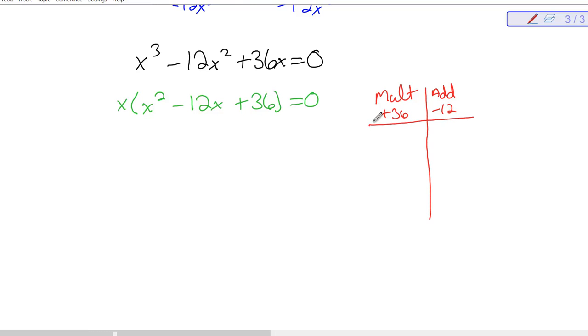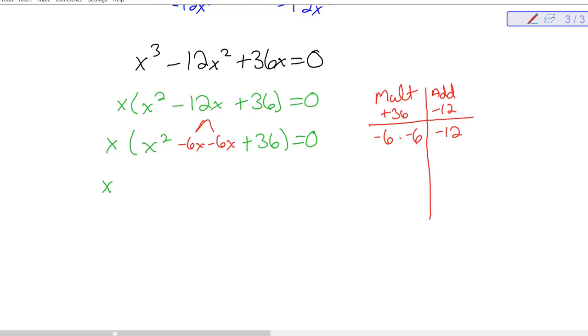And I could go through the list, and it's best if you do, but I already know that it's going to be negative 6 times a negative 6 is going to add up to a negative 12. And so I get negative 6x and a negative 6x. I'm going to keep my x on the outside.